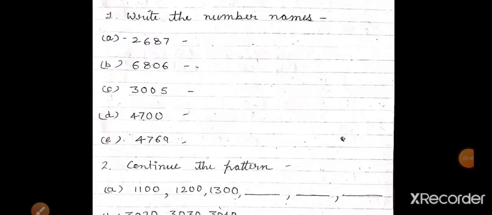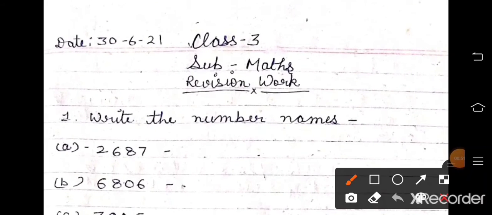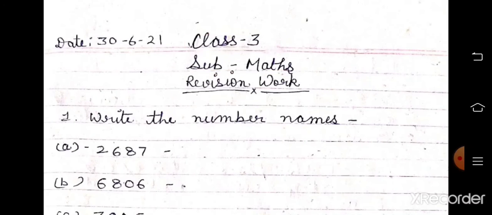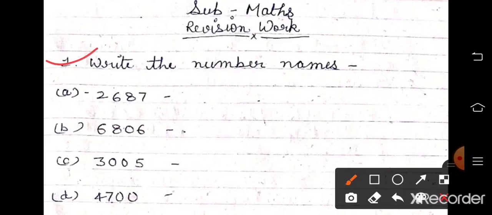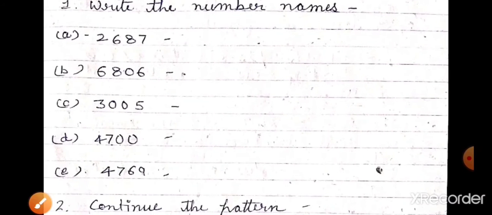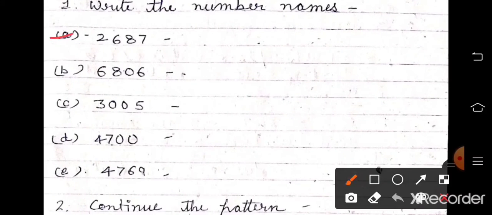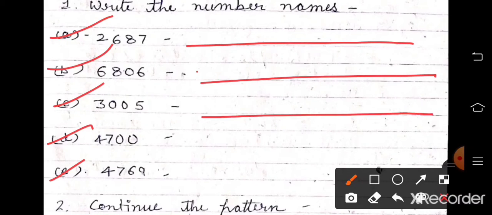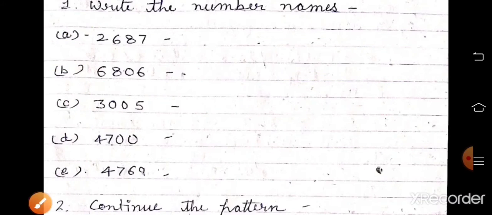Now this is your revision work. Class 3rd, subject maths revision work. So the first question is, write the number names. Some numbers are given here. A, B, C, D, E, 5 parts are here. You have to write number names. Okay, ये आपको यहाँ पे numbers की spelling लिखनी है.